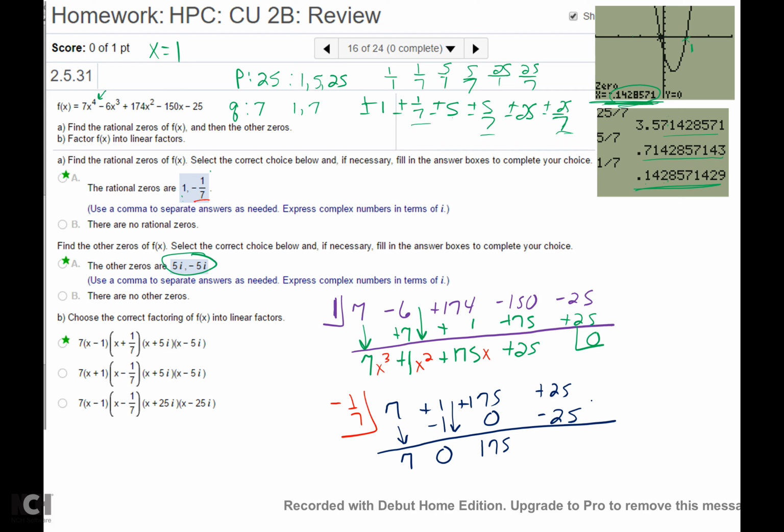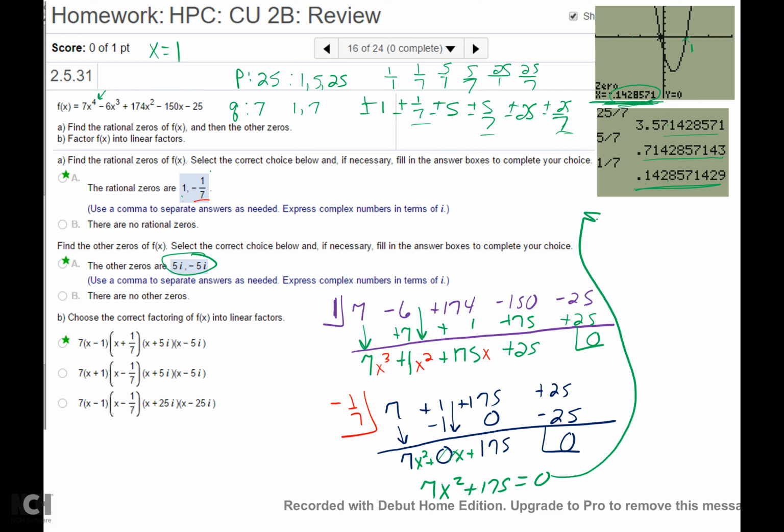Yes, negative 25 comes out 0. So now we've dropped it down to a 2nd degree function. So this would be 7x squared plus 0x plus 175. Ignore the 0x. My factor that's left is 7x squared plus 175 equals 0. Okay, so to solve it, I need a little more room.